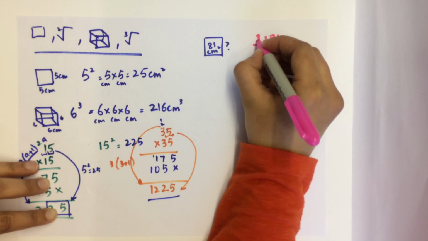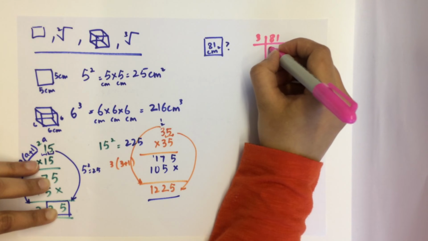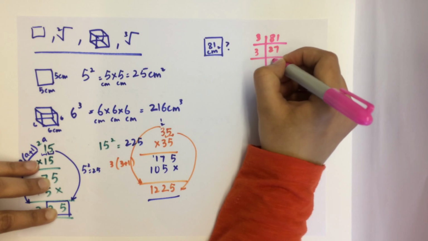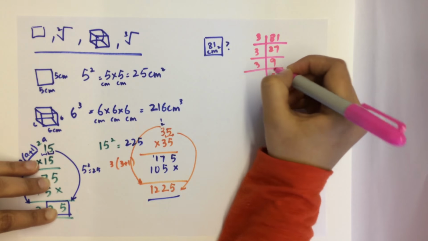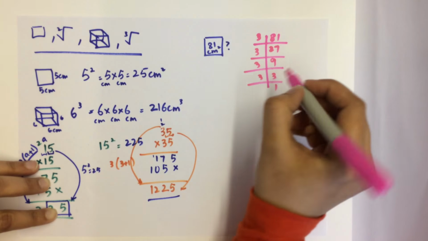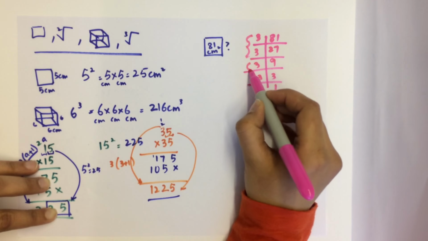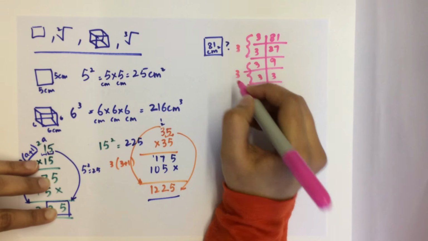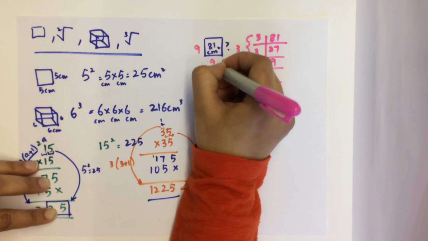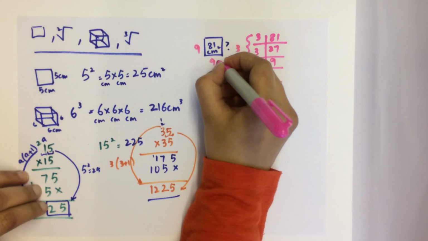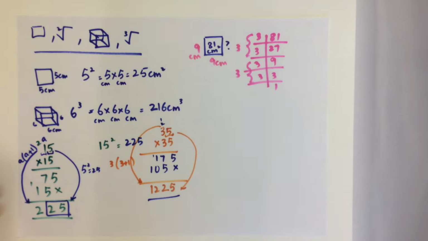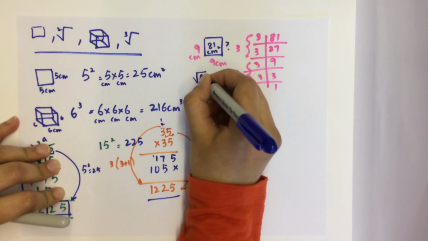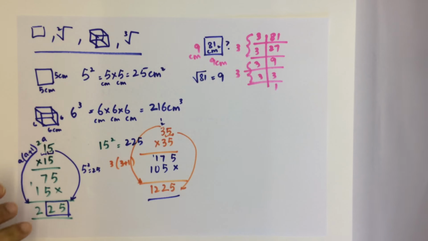81 is divisible by 3. 3 27 times is 81. 3 9 times. 3 3 times is 9, and then 3 1 times is 3. That's one pair of 2. That's another pair of 2. So taking 1 from here and 1 from here, 3 3 times 9. So 81 centimeter square is a perfect square of 9. We can also write this as square root of 81 equals 9.